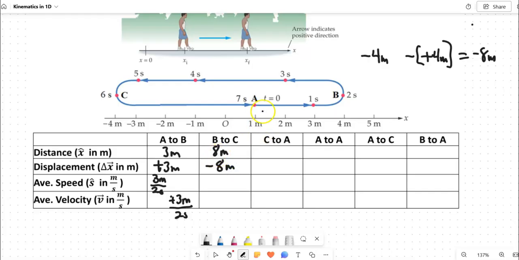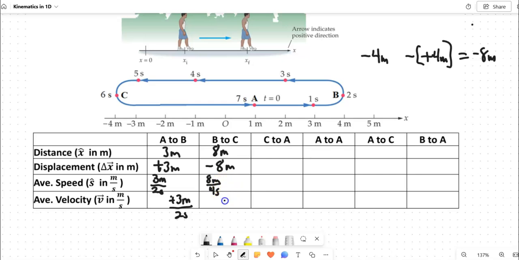Now, the speed is distance traveled over time, which is a total of 8 meters over the period of, well, you started at 2 seconds and you ended at 6. So that's 1, 2, 3, 4 seconds. So your speed is going to be an 8 meter distance over the period of 4 seconds.